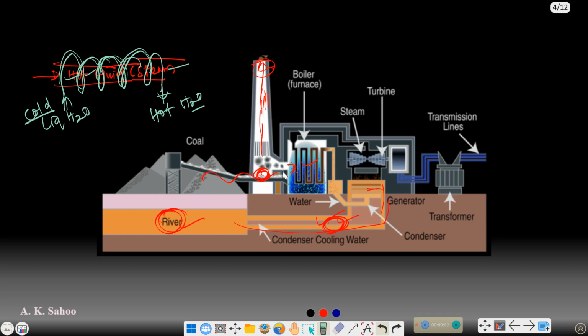So I hope all of this is clear: how we are producing work, and what the basic components of a steam power plant are.